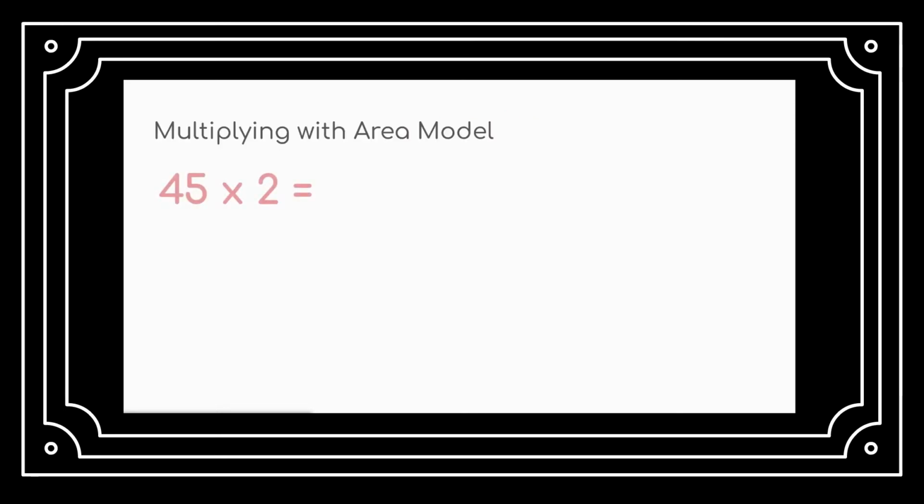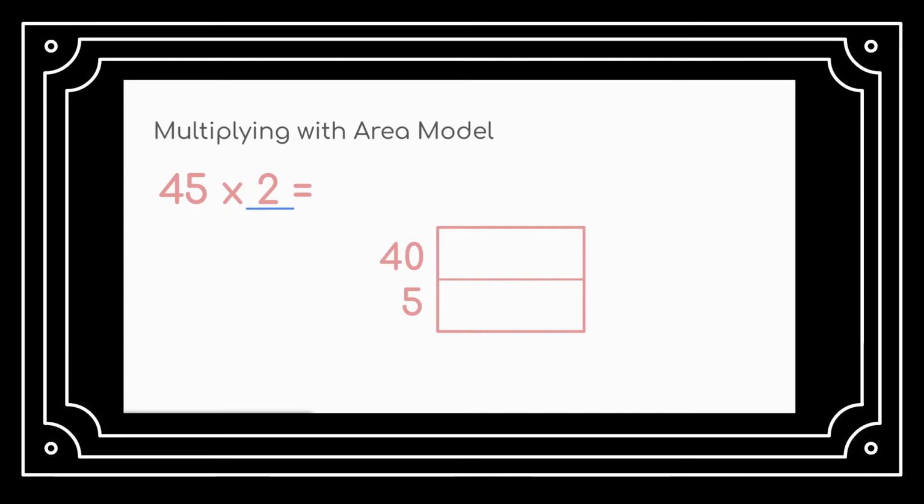Let's look at 45 times 2. In order to solve a multiplication problem using area model, we need to first draw a rectangle. We need to break the first number up into tens and ones. 45 has 4 tens or 40 and 5 ones, so I will label one side of the rectangle with 40 and 5. We now need to draw a line to separate the two numbers.